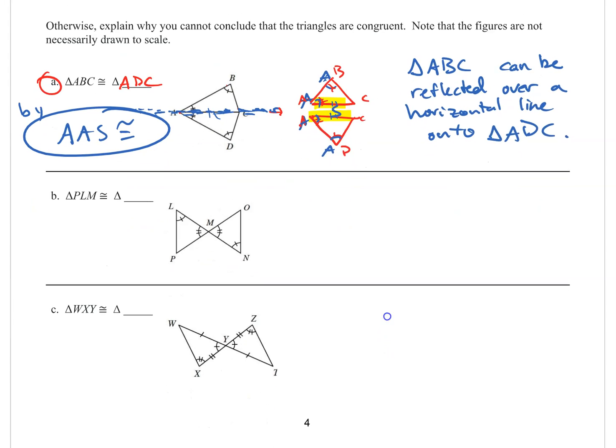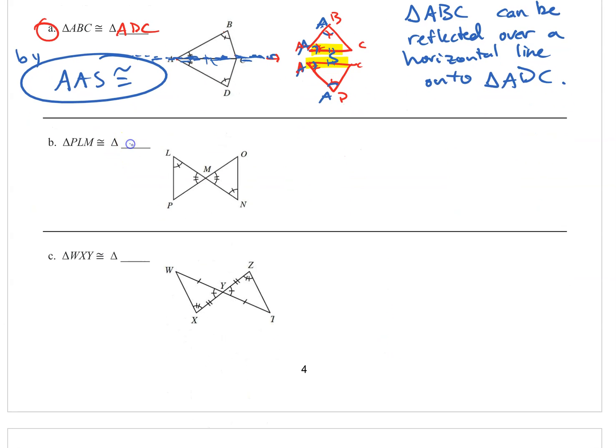All right, try B and C on your own, same deal. Congruency condition, finish the congruency statement, then do the rigid transformation thing.